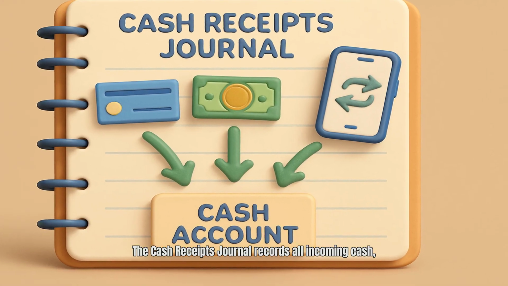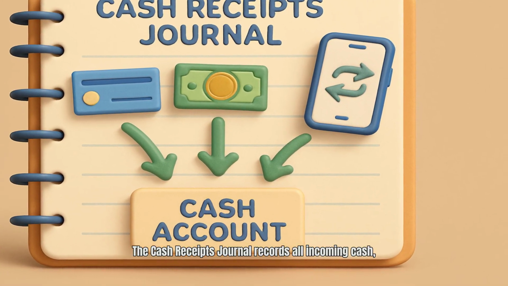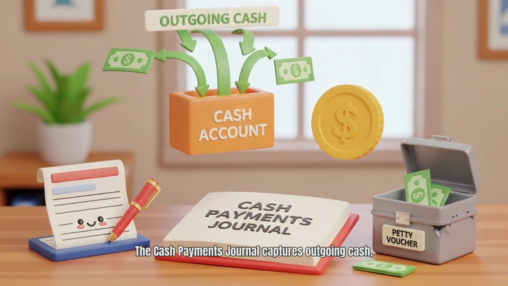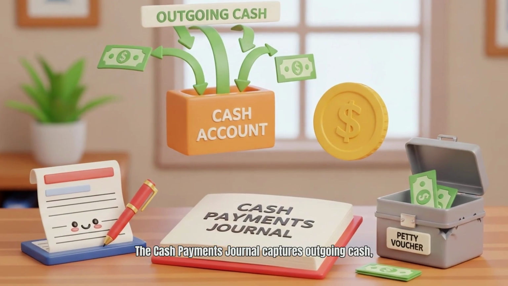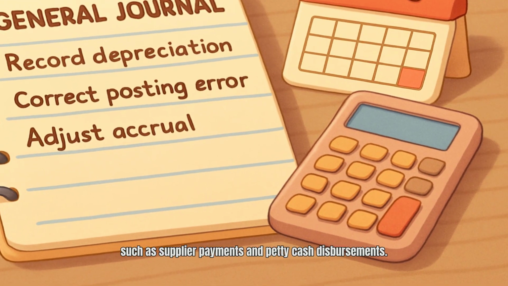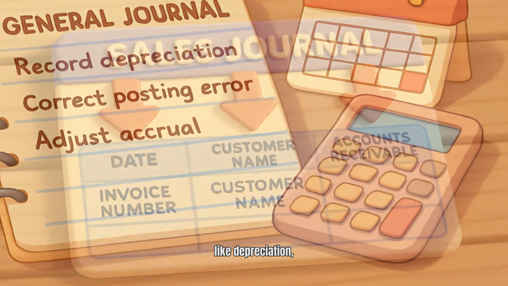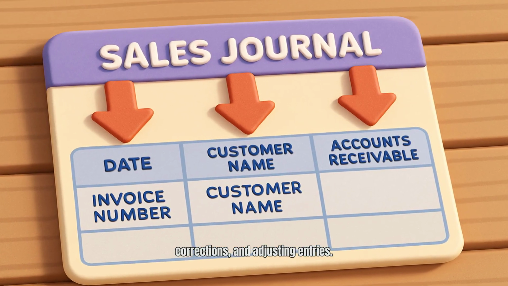The cash receipts journal records all incoming cash, including customer payments and other receipts. The cash payments journal captures outgoing cash such as supplier payments and petty cash disbursements. The general journal records transactions that don't fit other journals, like depreciation, corrections, and adjusting entries.